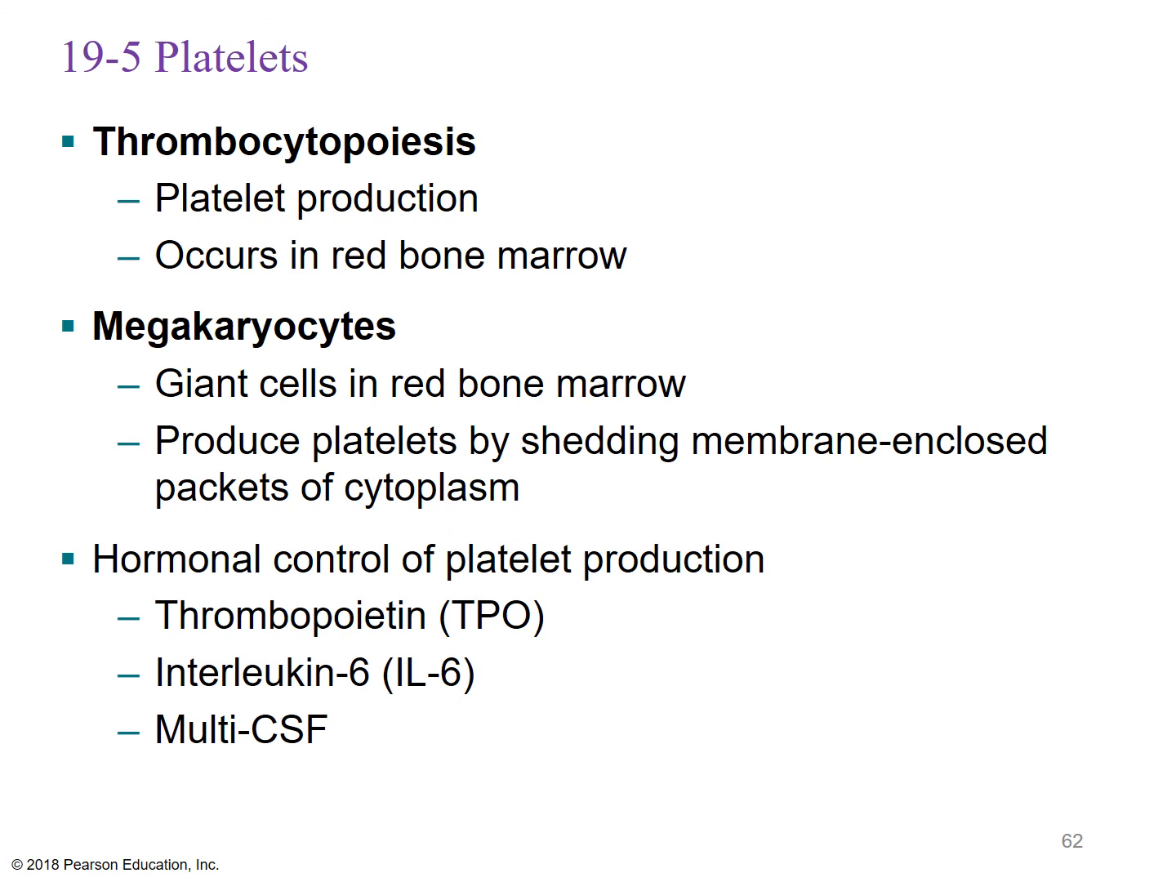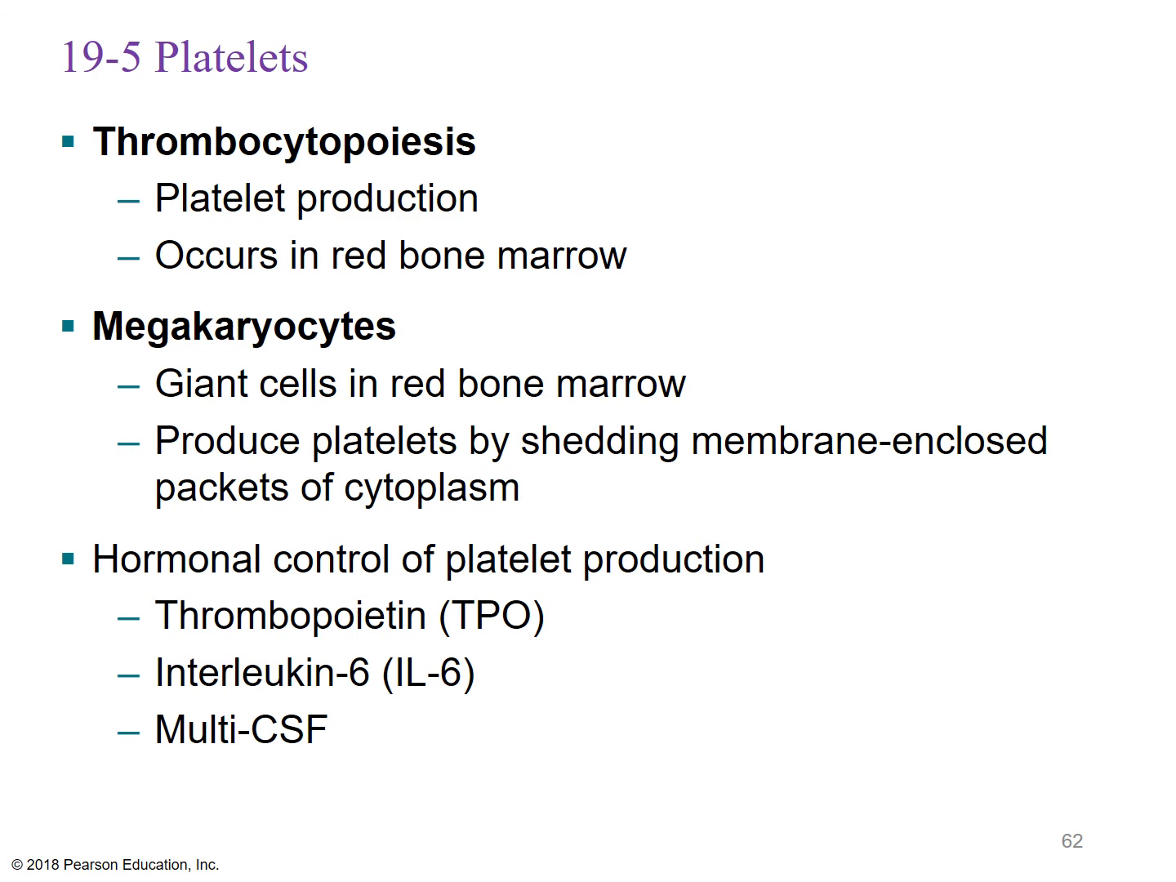Thrombocytopoiesis is platelet production. It occurs in the red bone marrow. Remember, we also have, again, leukocytopoiesis, erythropoiesis, and then we also have hematopoiesis or hemopoiesis. So, as I told you at the very beginning of this, lots of terminology, lots of things to keep straight, lots of things to remember.